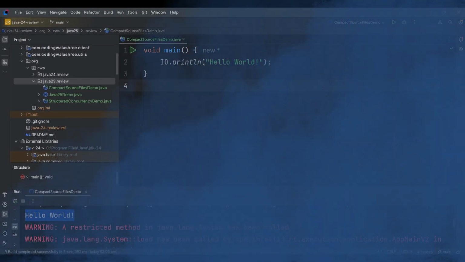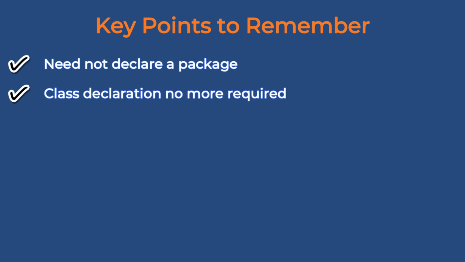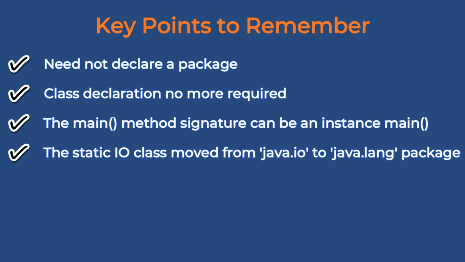So a few key points to remember: no need to declare a package, no need for a class declaration even, and our main method is not static, it is an instance main method. And again, the IO class was first introduced in JDK 23 but was in the java.io package, which is moved to the java.lang package so that it is available by default without any explicit imports.